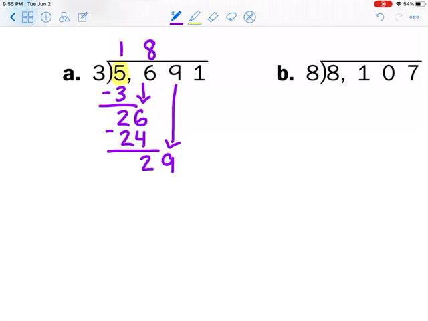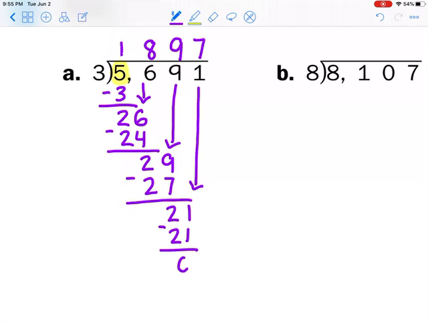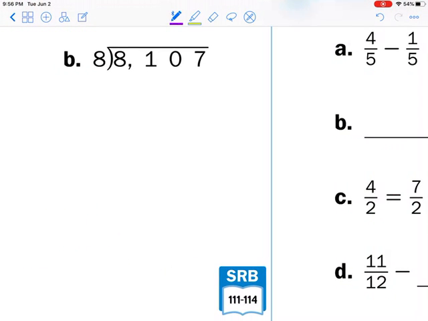What is a multiple of 3 that would get me close to 29? Well, 3 times 9 is 27, so that's pretty close. And 3 times 10 is 30, and that's too big. So I'm going to go with 3 times 9. So I'd put the 9 above the 9. And 3 times 9 is 27. And when I subtract, I get 2. And then I bring down the 1, and now this number becomes 21, which is a multiple of 3, because 7 times 3 is 21, and you have no remainder. So your answer is 1,897.